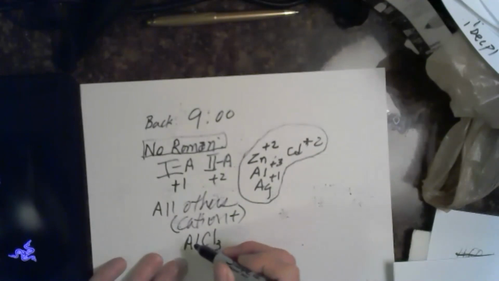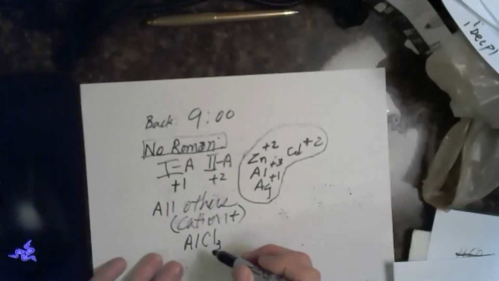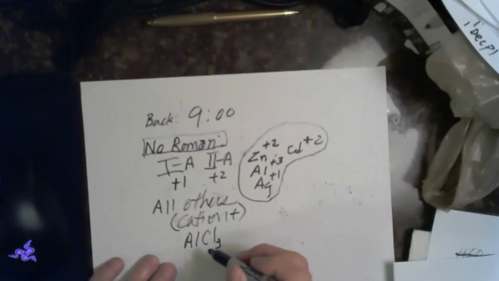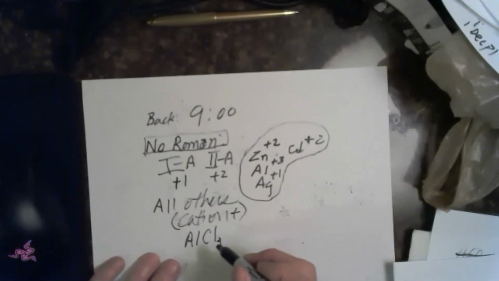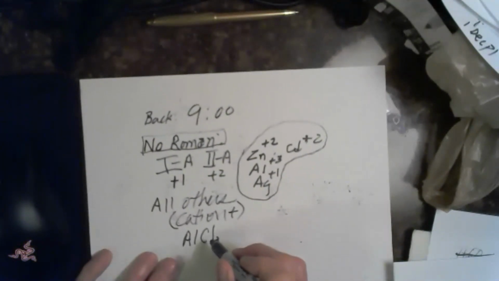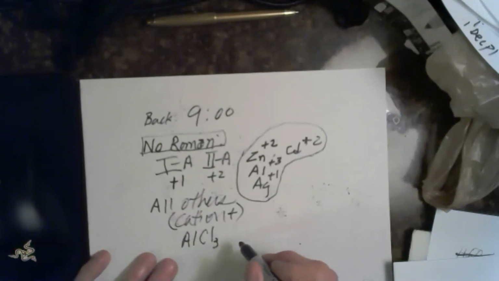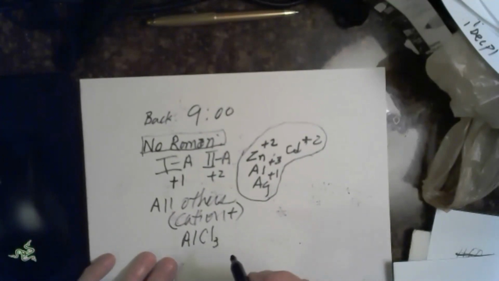Don't you call it aluminum trichloride. I'll count it wrong every day. The prefixes are only for non-metal compounds. Even though you Google it and you can find aluminum trichloride on the internet, it is not correct. It is aluminum chloride, period.